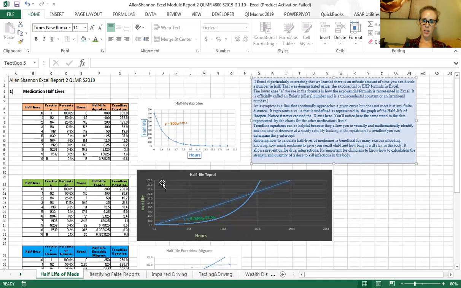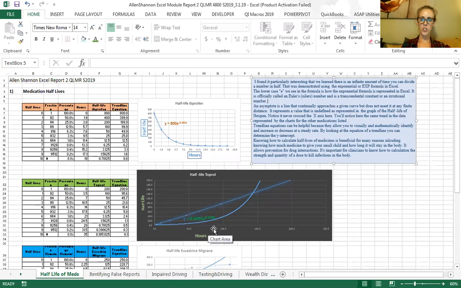An asymptote, I don't know how to pronounce that, is a line that continually approaches a given curve but does not meet it at any finite distance. So it represents a value that's undefined or represented in the graph of the half-life of the ibuprofen over here. It can never cross the x-axis down here. You'll notice the same trend in the data represented by the charts of the other medications' levels, such as the Toprol right here. It never crosses the x-axis.